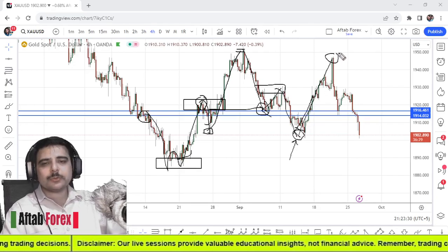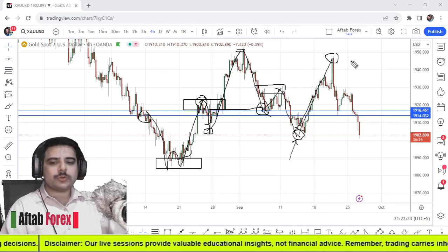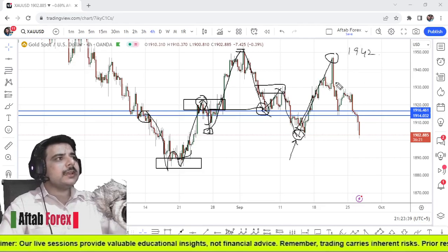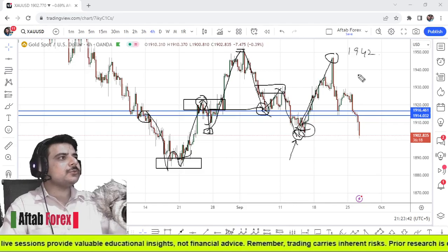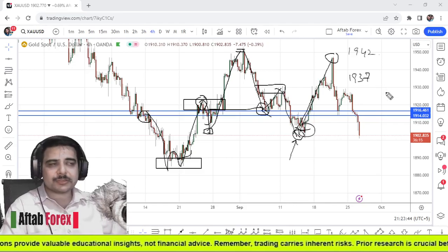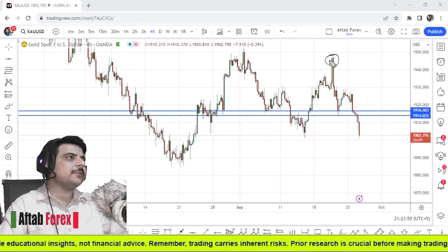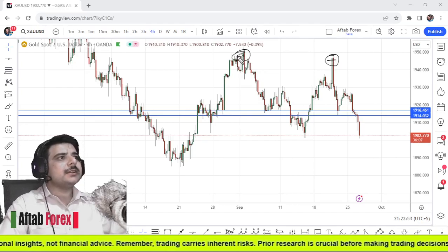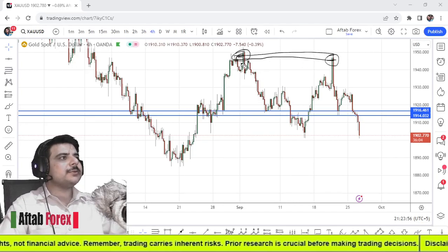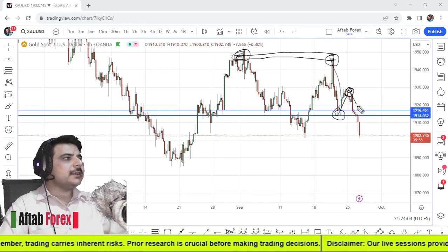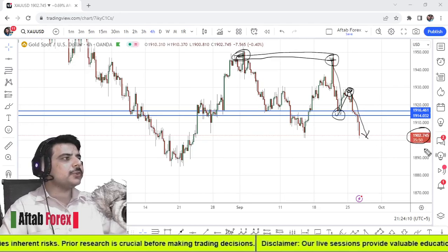I covered this whole move, most of you will remember. 1942 was a sell zone right here, and from right here the TP zone was 1937. You can check back my previous videos. So what after that? We have got a very nice rejection from the same resistance level up there, if you can see very nicely. And from there the market came down, took a little bit of pullback, and from right here it dropped today, and it is currently trading at 1902.745.